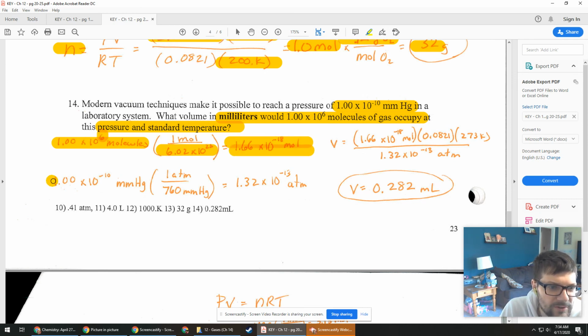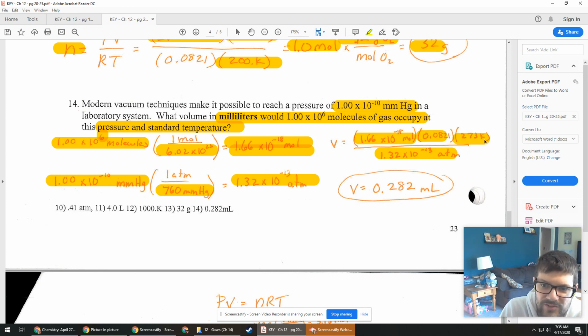I also can convert that very tiny pressure into atmospheres, and it's very, very small, right? And so I take my very small amount of gas, my very small amount of pressure, plug them into the equation at standard temperature, and it's going to spit out a number in liters, which I did not show here, and then you're going to slide the decimal to convert it to milliliters.